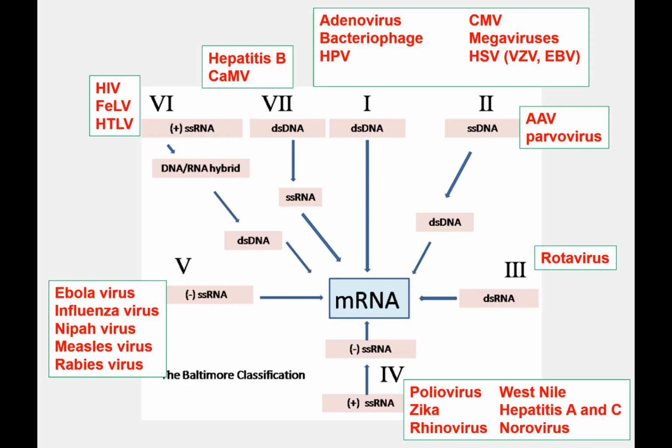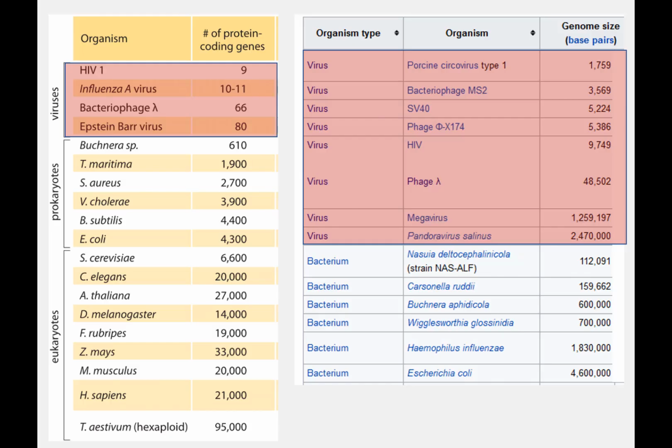So your job in your wiki is to explain to us how your genome is expressed. I also want you to understand that the size of the genome and the number of protein coding genes can vary immensely with viruses. Here we have HIV, which has a pretty small, less than 10 kb genome size, and only encodes about 9 genes.